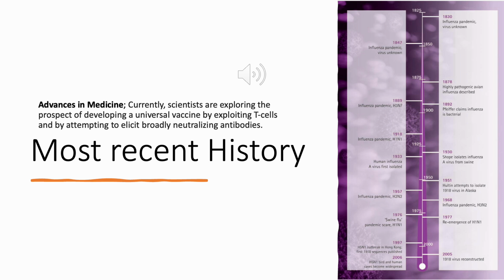The most recent history of the 1918 pandemic. In 1930, Shope isolates influenza A virus from swine. In 1951, Huntley attempts to isolate the 1918 virus in Alaska. In 2005, the 1918 virus is reconstructed. Currently, scientists are exploring the prospect of developing a universal vaccine by exploiting T cells and by attempting to elicit broadly neutralizing antibodies.